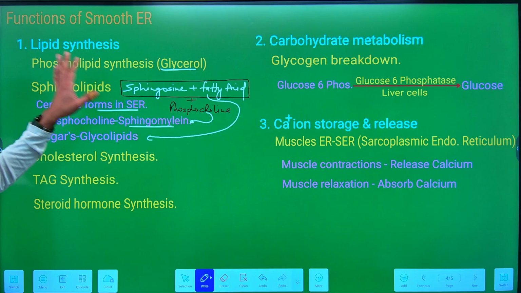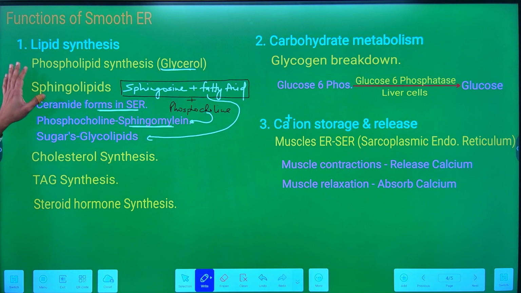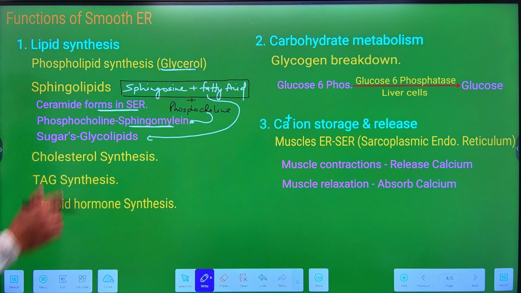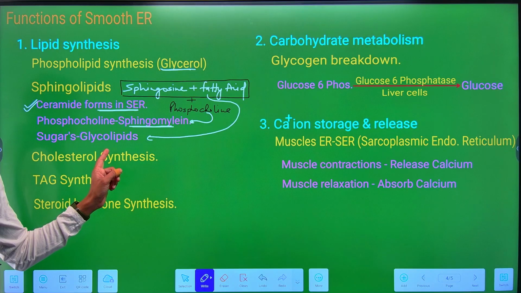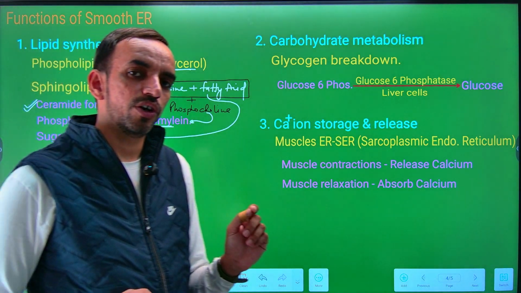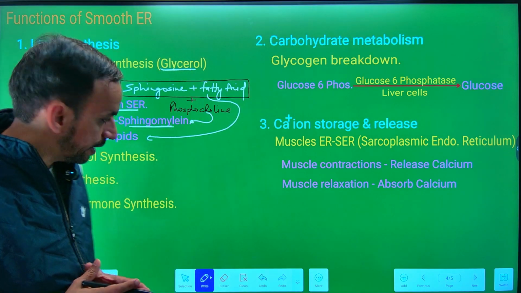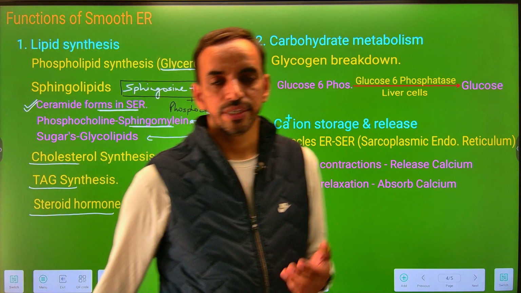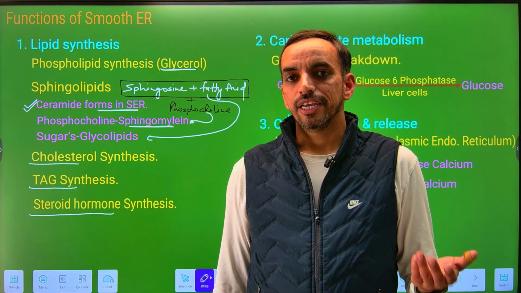So we can say that in case of smooth endoplasmic reticulum, there is a formation of all the glycerol phospholipids. There is a formation of ceramide, but the synthesis of sphingomyelin and the glycolipids occurs within the lumen of Golgi body, जिसके बारे में आगे अपन बात करेंगे. Now again, in smooth endoplasmic reticulum, there is a synthesis of cholesterol, triglycerides, as well as the steroid hormones like corticosteroids, mineralocorticoids, and estrogen, progesterone.